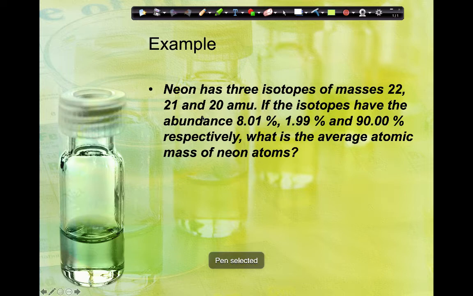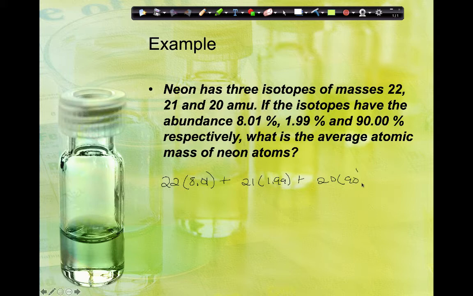So neon has 3 isotopes of masses 22, 21, and 20. If the isotopes have the abundance of 8.01, 1.99, and 90, what is the average atomic mass? Okay, so now just take the mass of each isotope, multiply it by the percentage, and everything goes in order here. 22 by 8.01, 21 by 1.99, and then 20 by 90. And then multiply, add, and then divide by 100. So at the end, I'm going to get 20.18. Now, if I'm looking at this, I'm also going to know automatically that the average atomic mass should be closer to 20 since 90% of it is going to be 20.